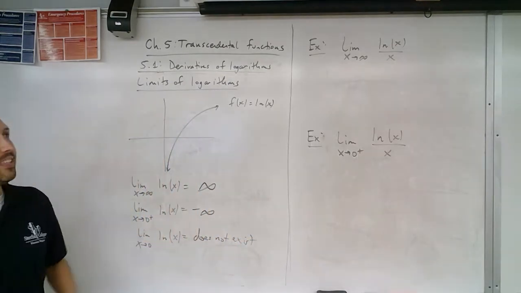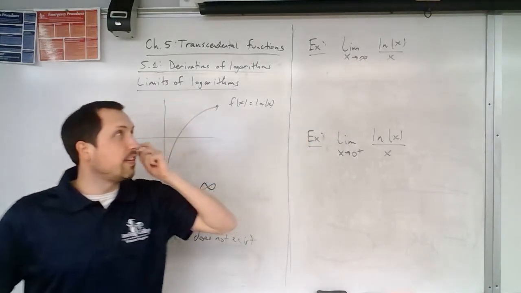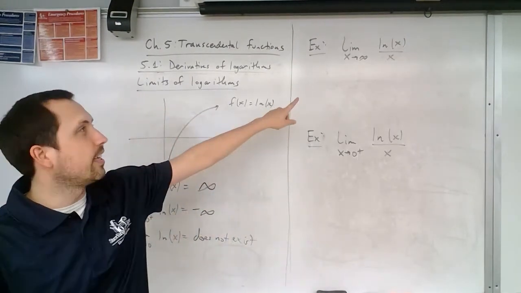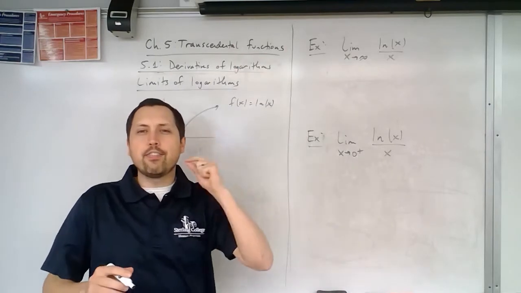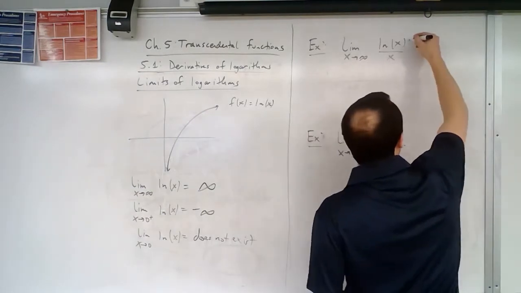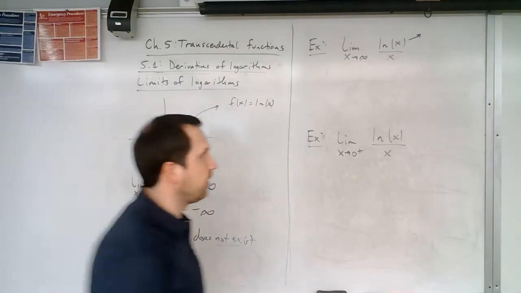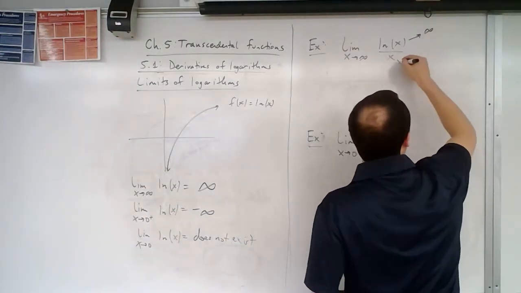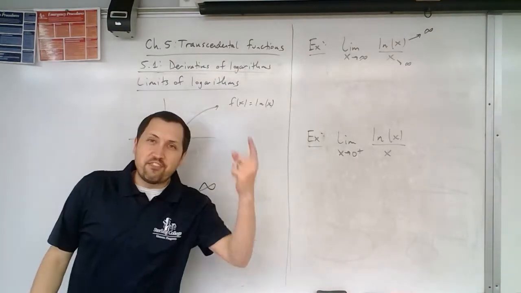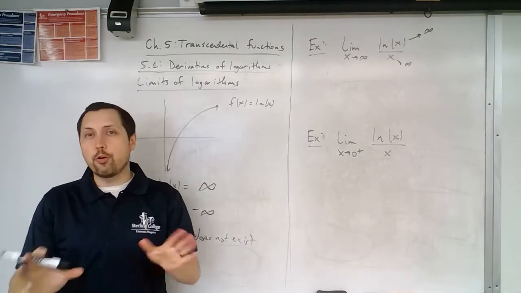So if we take a look now at this limit over here, what about as x goes to infinity of natural log of x over x. Remember we can ask the question, where does the top go, where does the bottom go? So the top, as x goes to infinity of natural log of x, we see that's going up to infinity. And then the denominator is also going to infinity. So we have infinity over infinity. That is an indeterminate form. So we don't know what the limit is.